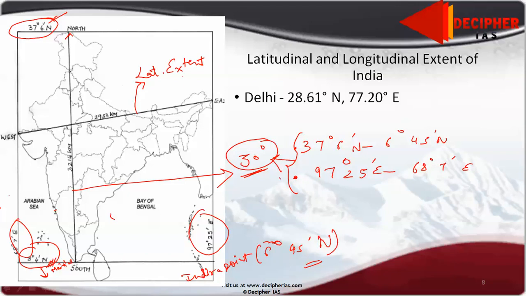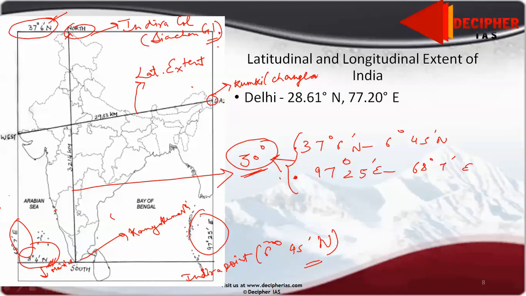So coming to the northernmost point, which is the northernmost point of India? It is Indira Col. South of it is Siachen Glacier. The southernmost point I have already told you, it's Indira Point, and on the mainland it is Kanyakumari or Cape Comorin. In the easternmost part it is Kibithu, in Changlang district. It is in Arunachal Pradesh.